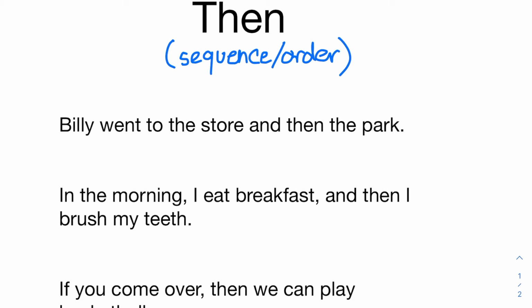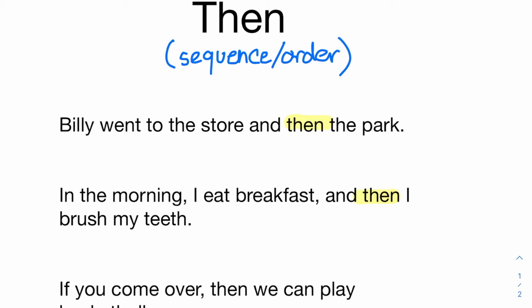Let's take a look at this first example. Billy went to the store and then the park. So we can see here that "then" is telling us that there's an order to these events in this sentence. First, Billy went to the store. After that, Billy went to the park. So "then" tells us that we are evaluating the order that these events occurred in. In the morning, I eat breakfast and then I brush my teeth. So this is telling us that we eat breakfast first, brush our teeth after. It's an order of things. It's a sequence of events.